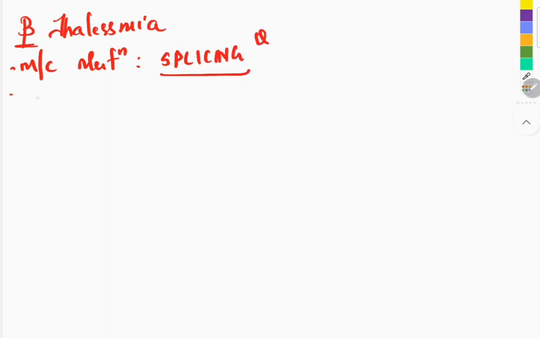Second, there is something called frame shift mutation. Learn it only if you think it is necessary, because it's not so important.